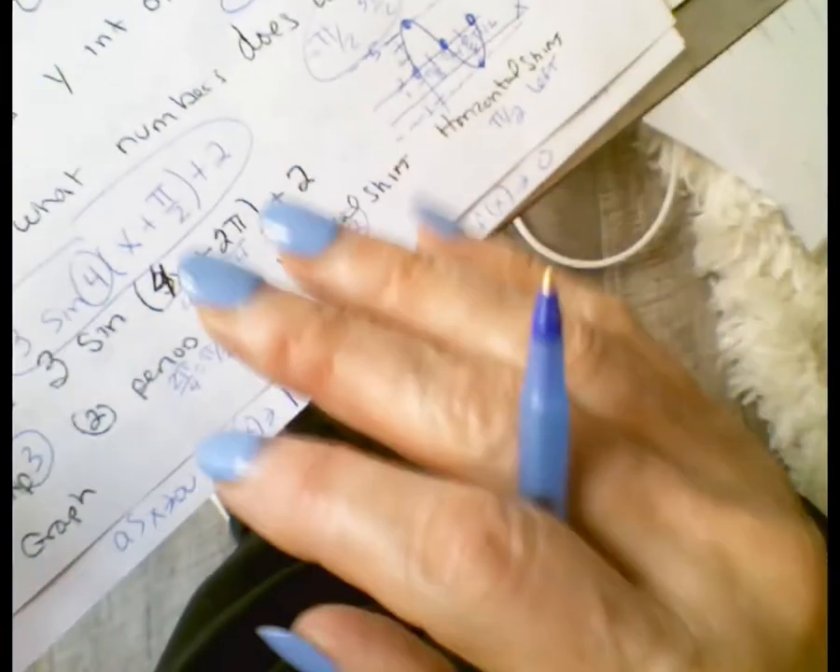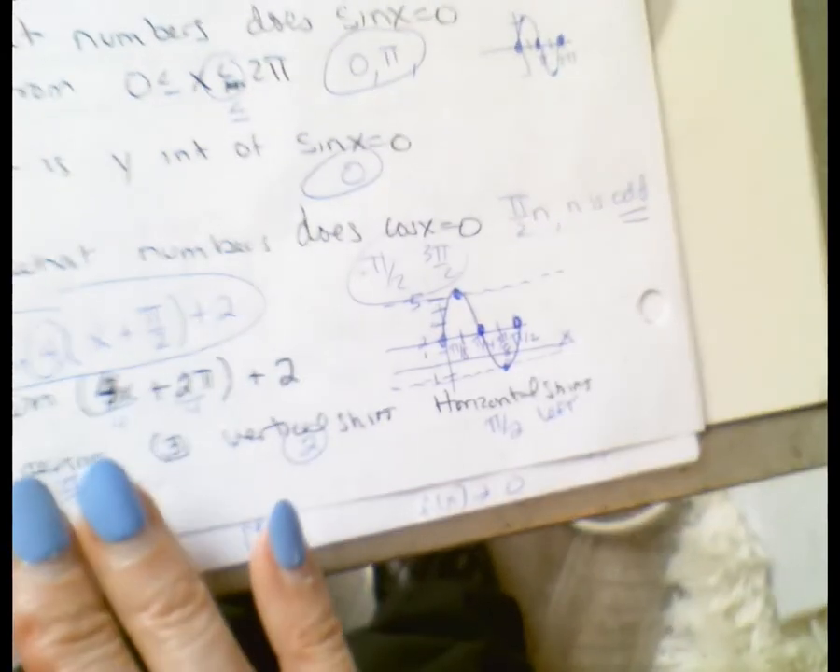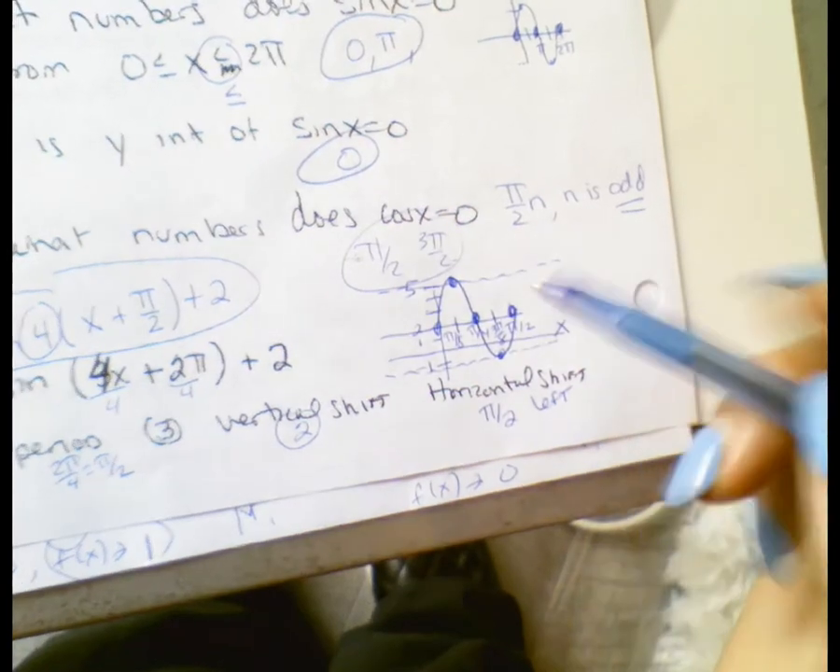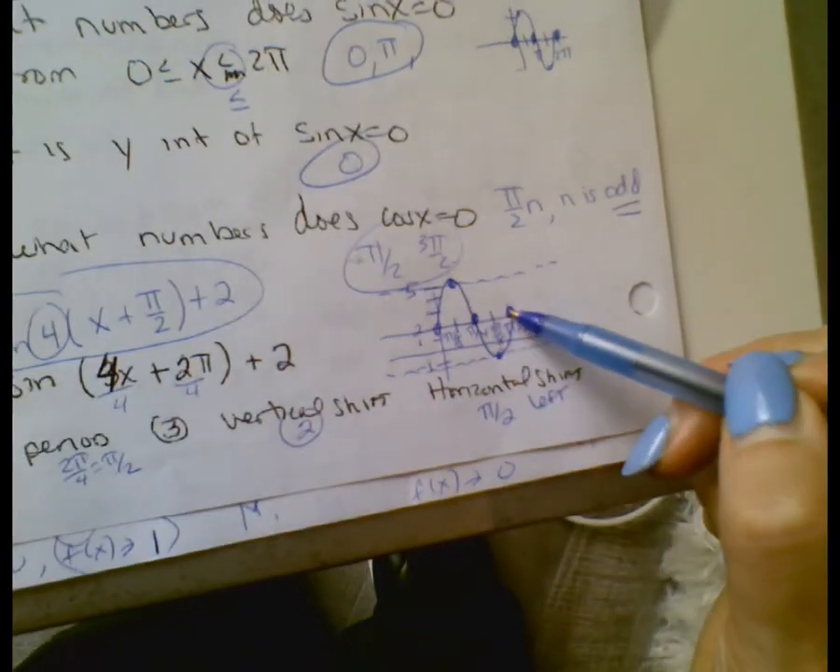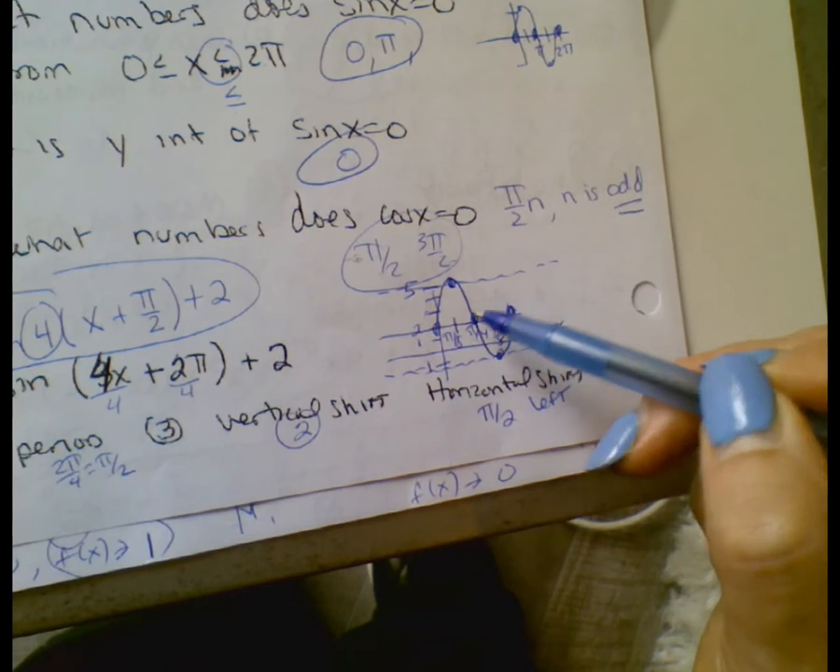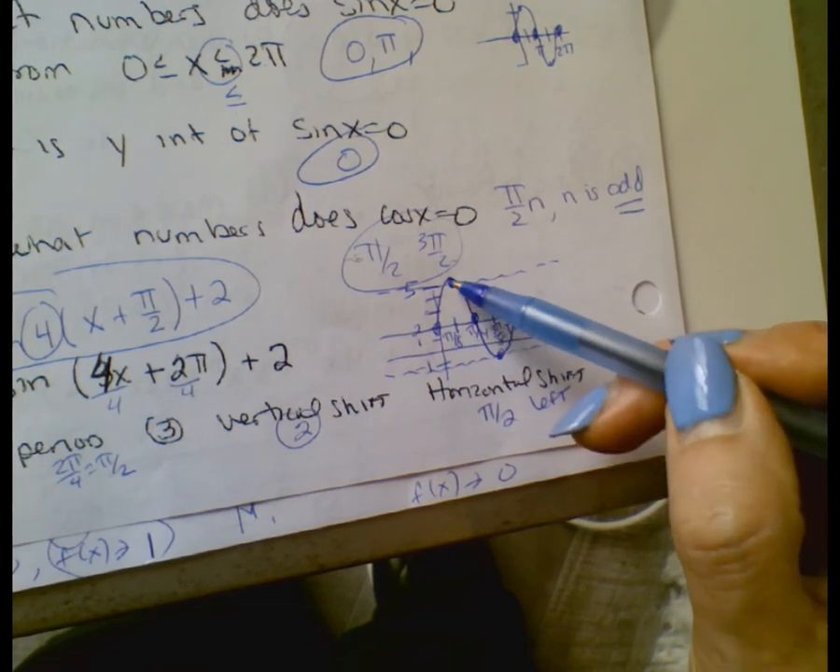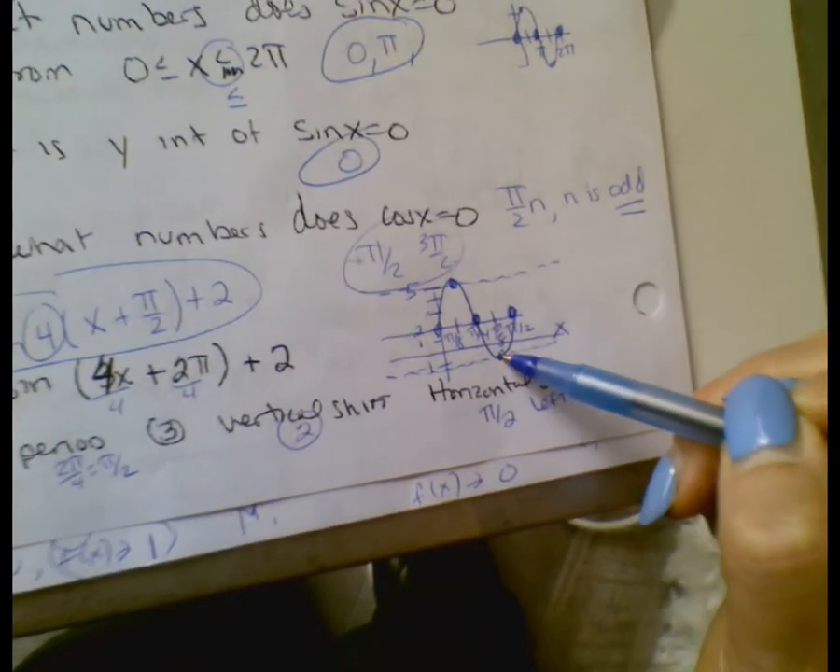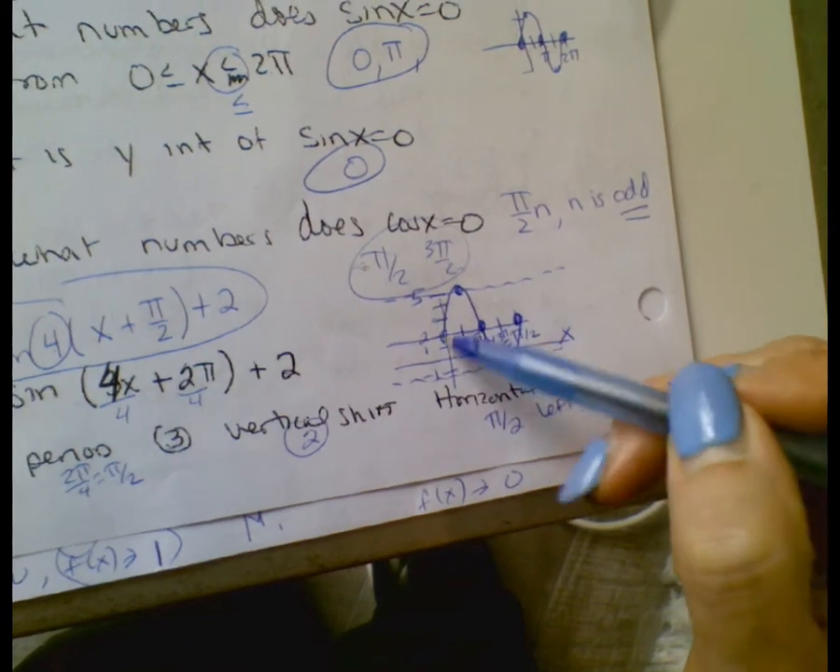Can you see? Oh my gosh, my wand is not even on this paper. So it should look like this. So 0 at pi over 2 at the period, and then half of that, pi over 4. And at pi over 8, it's at 5, and 3 pi over 8 is down to -1. That's one period of it.